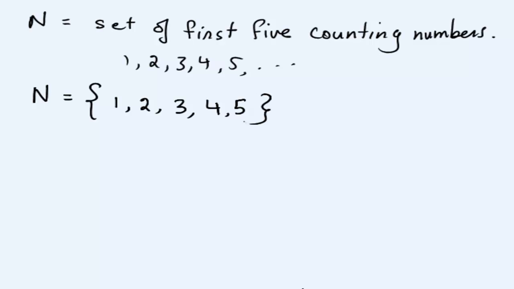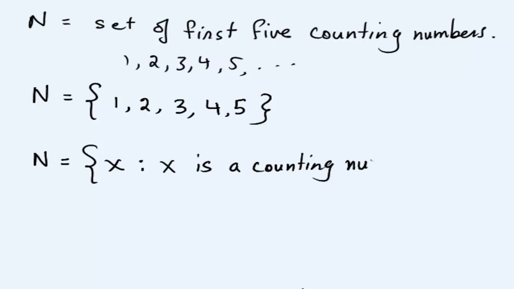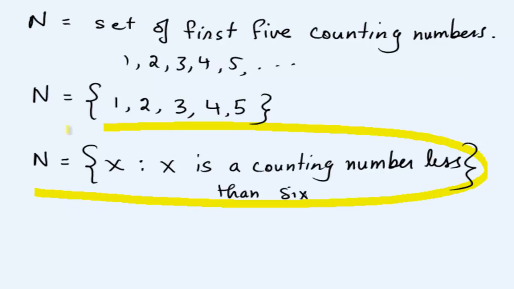Now using the other notation of writing the set, I will write N is a set of all x such that x is a counting number less than 6, close brace. One of the benefits of this second way of writing is that sometimes you have many elements in your set, and this way you can describe the elements of the set using words and other mathematical symbols instead of having to list them all.